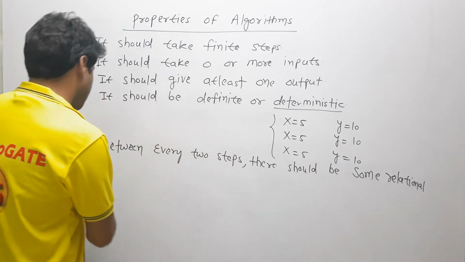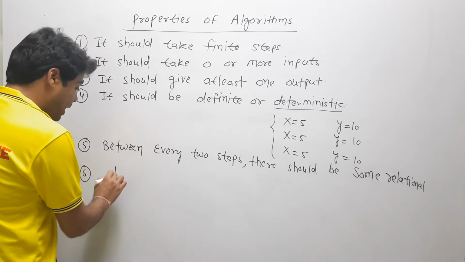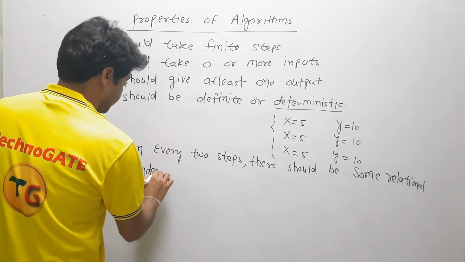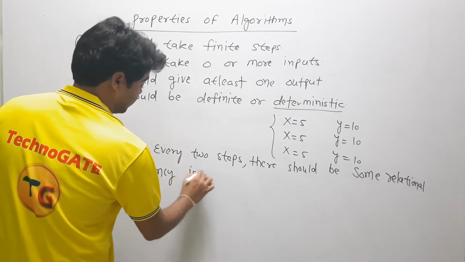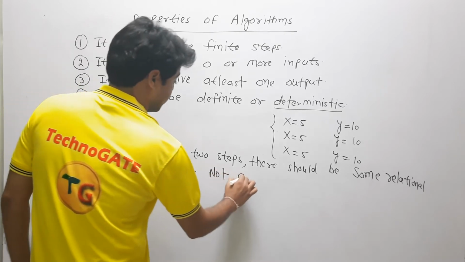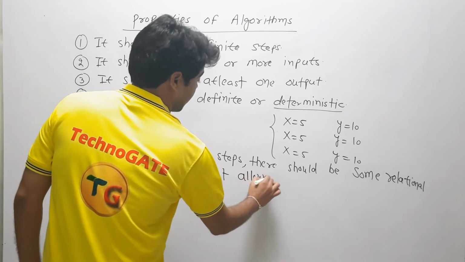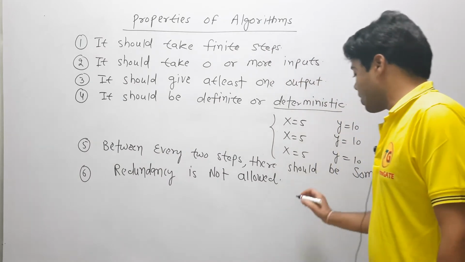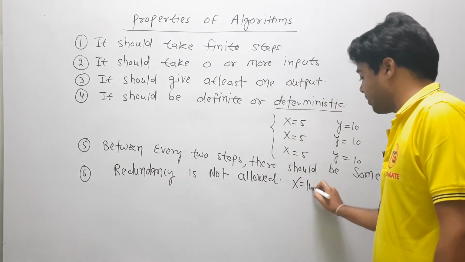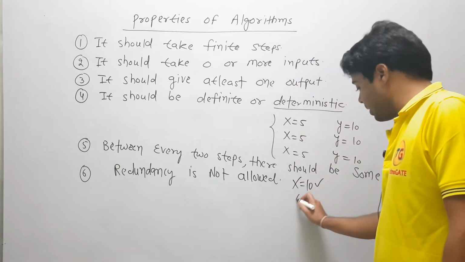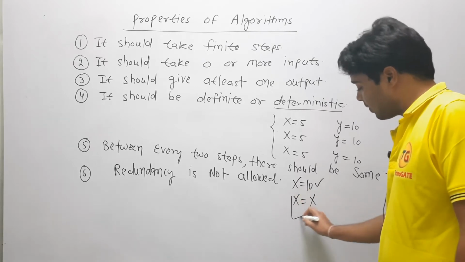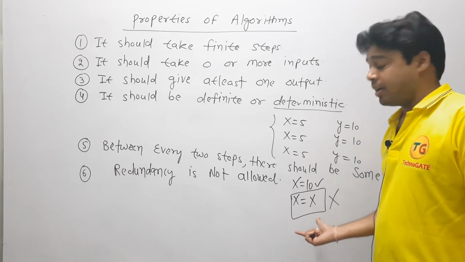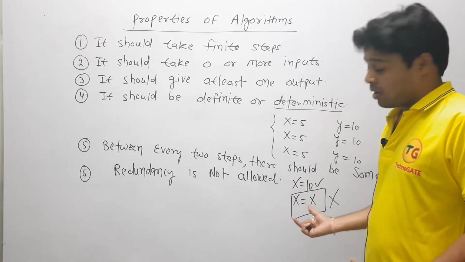Okay, and the sixth one is what? Redundancy is not allowed. So what is the meaning of redundancy here? Suppose that you write x equals 10. After that line you write x equals x. So what is the meaning of x equals x? No meaning. So these types of statements never exist in any particular algorithm.